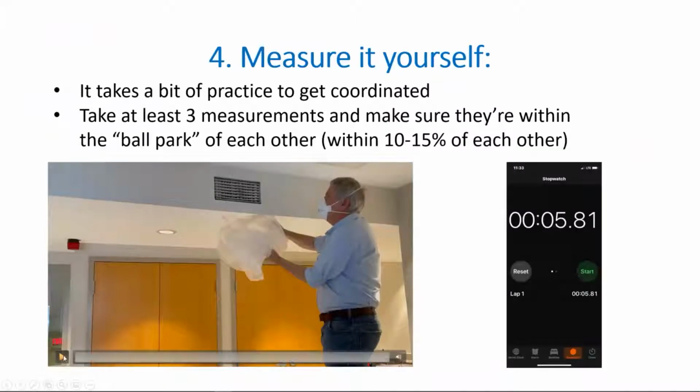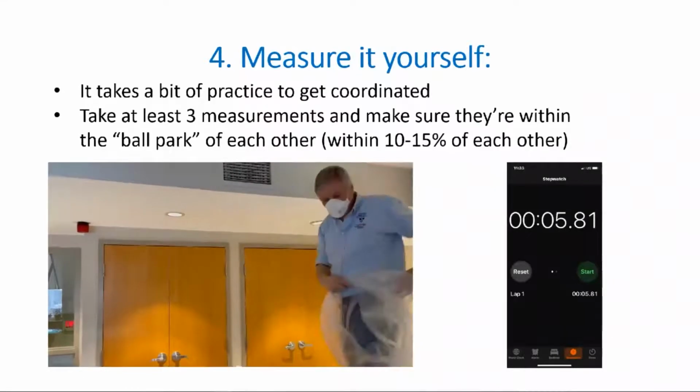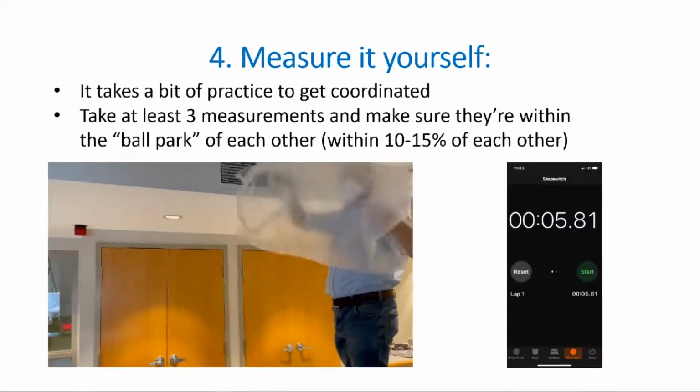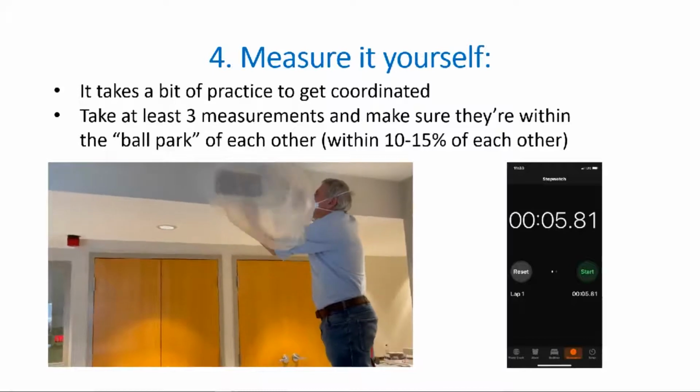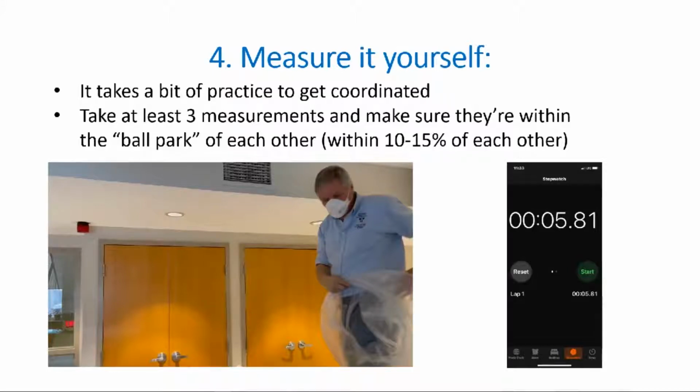So this is what we did. We tried it out and we filled it up and then collapsed it. And we tried to do it 3 times and time each one and then take the average of them, because it takes a little bit of practice in order to get coordinated between the two people and also to learn how to put it on right away. So if your 3 readings are within about 10 to 15% of each other, I would say then you've got it down. If they're much different than that, you might want to do a few more measurements until you can get the variation down a bit.